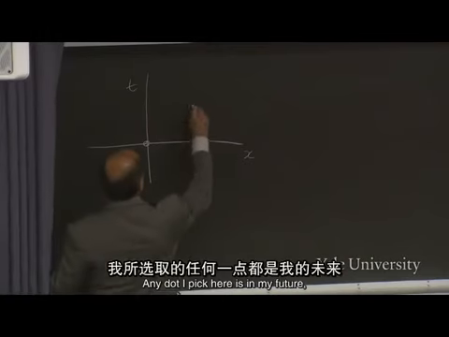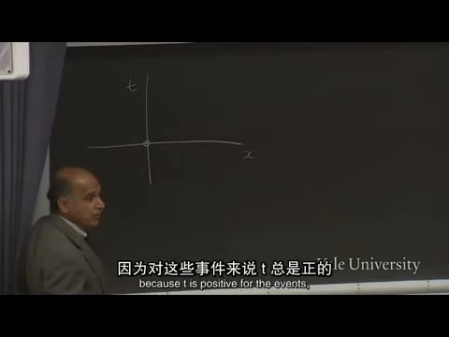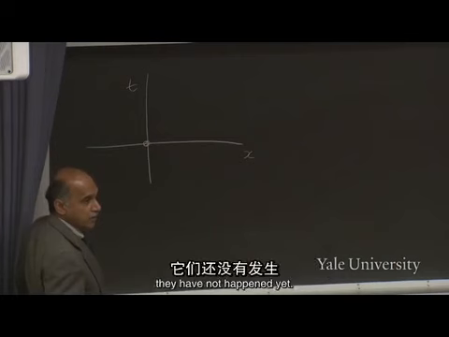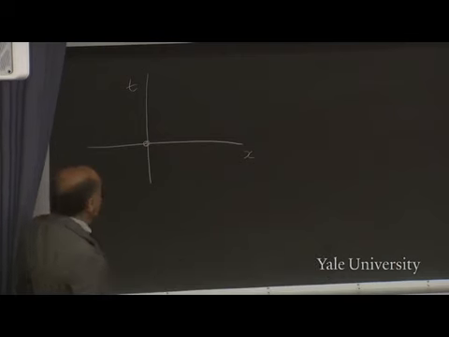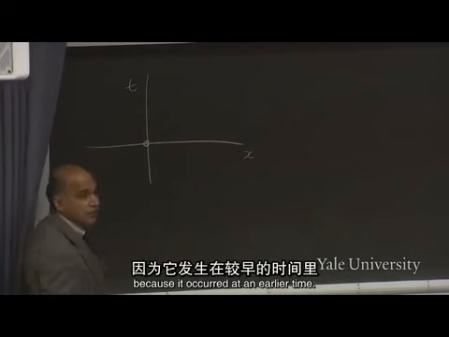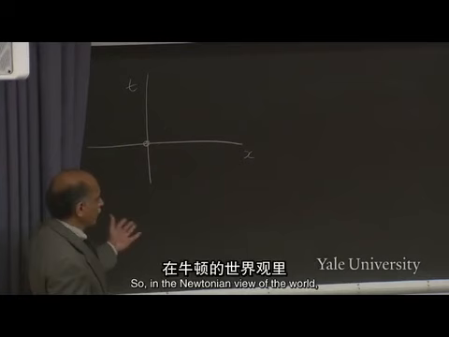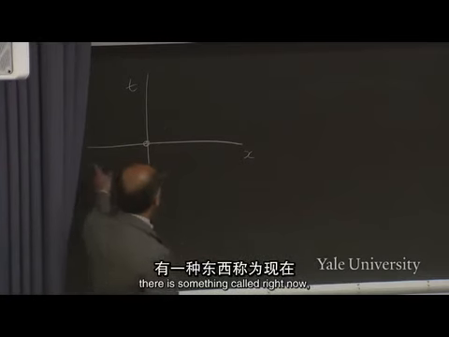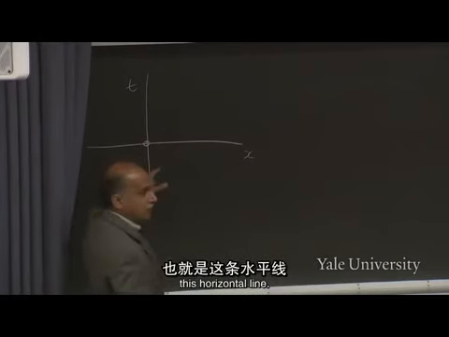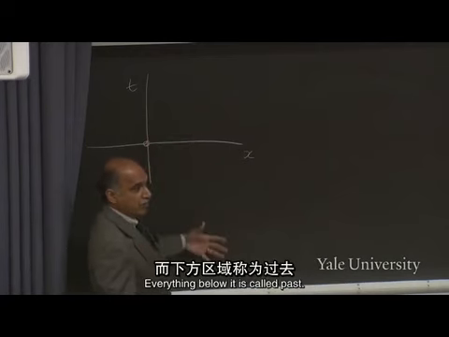Any dot I pick here is in my future, because t is positive for the events. They have not happened yet. Any dot I draw here is an event in my past, because it occurred at an earlier time. So in the Newtonian view of the world, there is something called right now, this horizontal line, and everything above it is called later, or future. Everything below it is called past.